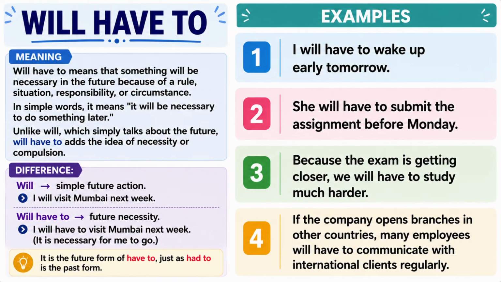There is an important difference between will and will have to. Will shows a simple future action. For example, I will visit Mumbai next week. Will have to shows future necessity. For example, I will have to visit Mumbai next week. It is necessary for me to go. Remember, will have to is the future form of have to, just as had to is the past form.